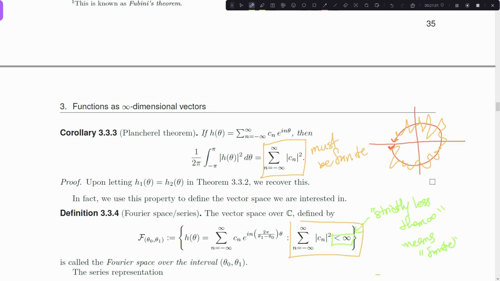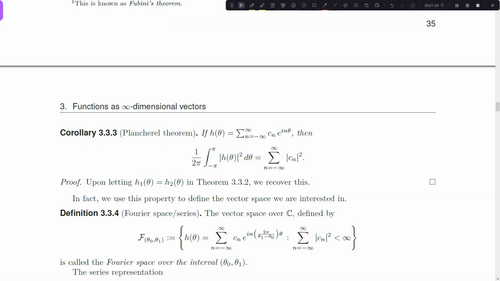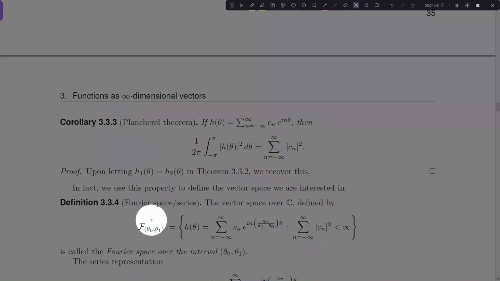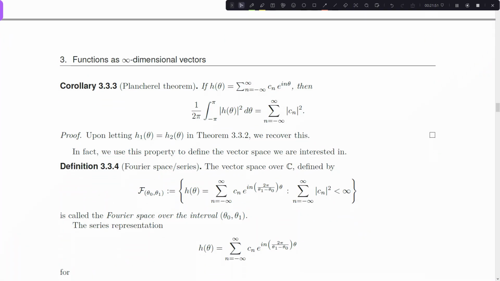So as long as the coefficients squared in magnitude can sum to something finite, that's what we're going to call the Fourier space. Or possibly the Fourier series. The Fourier space is this entire space. The Fourier series is in particular the series which represents the functions in the Fourier space.